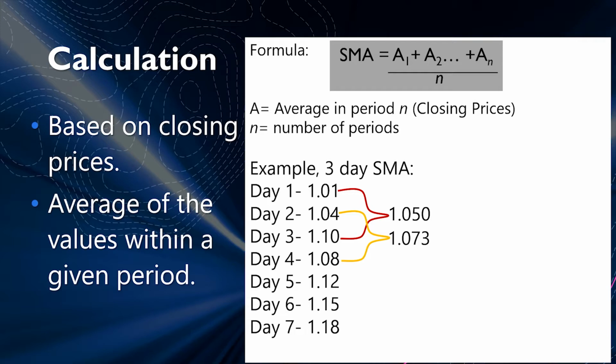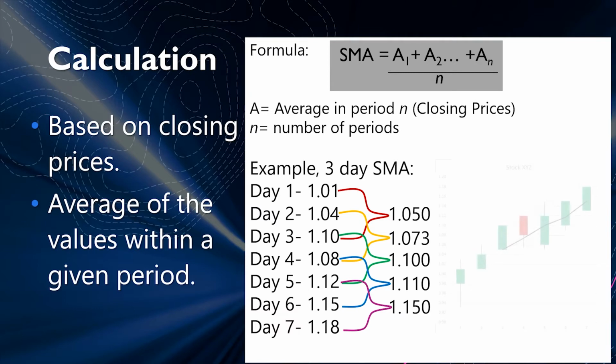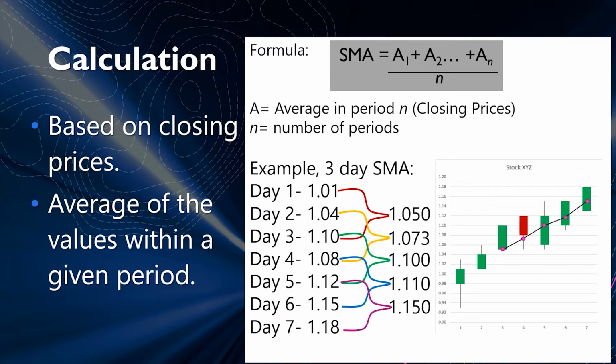We continue doing the same process starting from day 3. Then day 4, until we complete all the results. The resulting averages are then plotted on the chart using a solid line. The same process goes if the look-back period is 10, 20, 50 or whatever period the trader pleases to use.